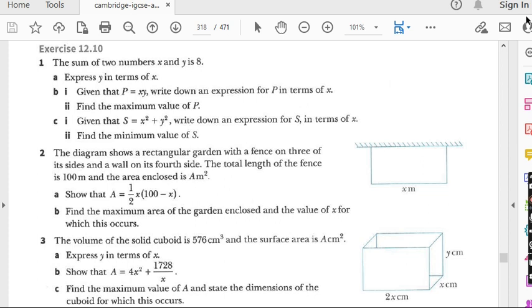Students, in the last lecture we did the first 5 questions of exercise 12.10. The topic is the practical examples of stationary points. Today we are going to do some more questions of exercise 12.10.